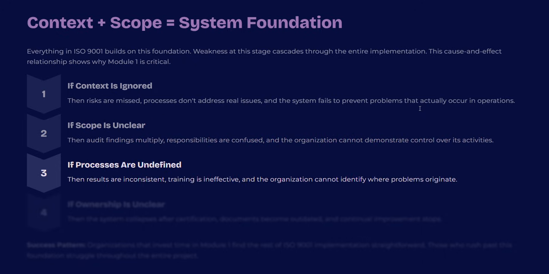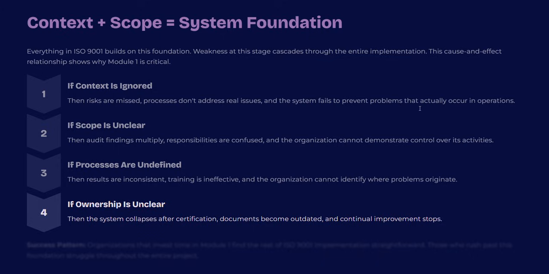Number three, if processes are not clear, what happens? Then results are inconsistent, training is ineffective, and the organization cannot identify where problems originate. Number four, if ownership is unclear, and we will clarify everything, I promise, in all the coming models, then the system collapses after certification. Documents become outdated and continual improvement doesn't exist.